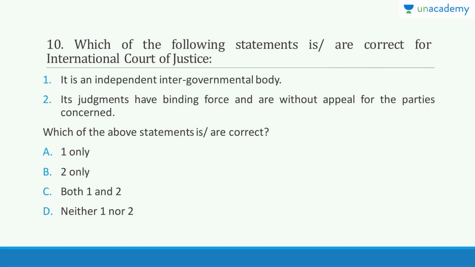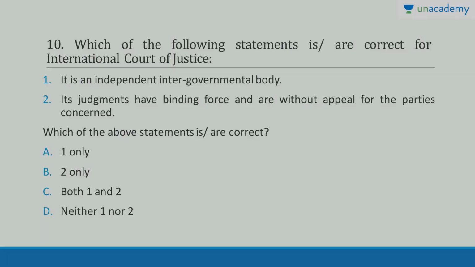Last question for the day. Which of the following statements are correct for the International Court of Justice? It is an independent inter-governmental body. This is wrong. Its judgments have binding force and are without appeal for the parties concerned. This is correct. So the answer is B, 2 only.